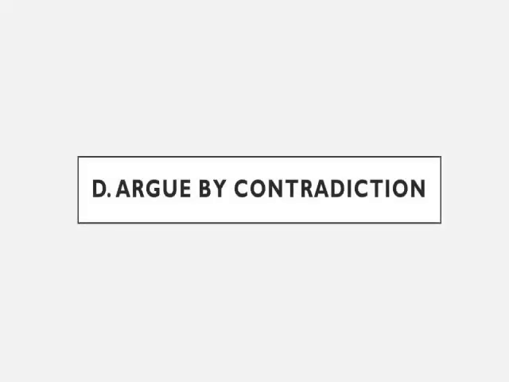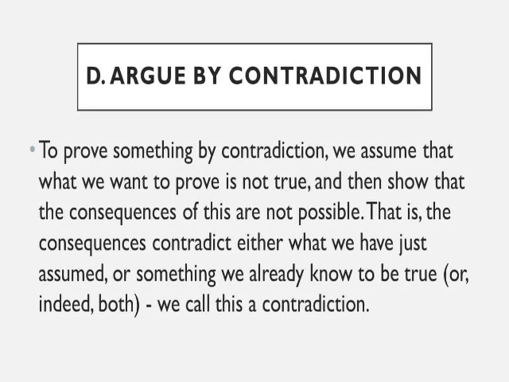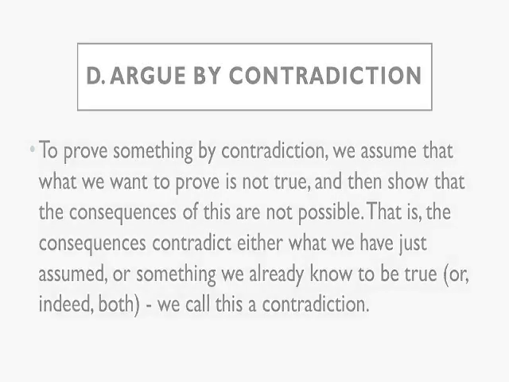So, next is argue by contradiction. To prove something by contradiction, we assume that what we want to prove is not true, and then show that the consequences of this are not possible. That is, the consequences contradict either what we have just assumed or something we already know to be true, or indeed both. We call this a contradiction.